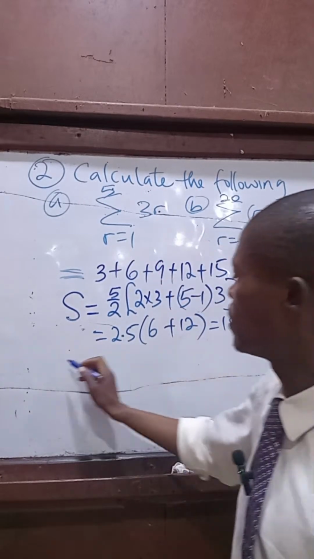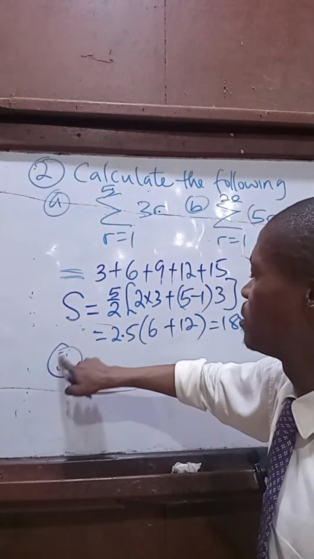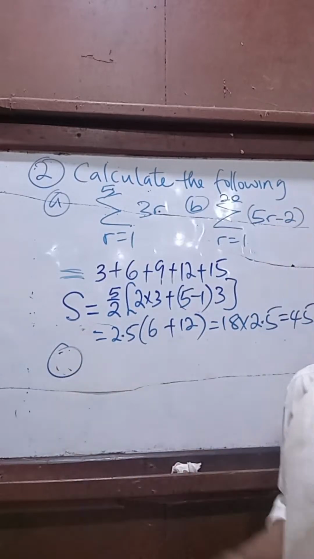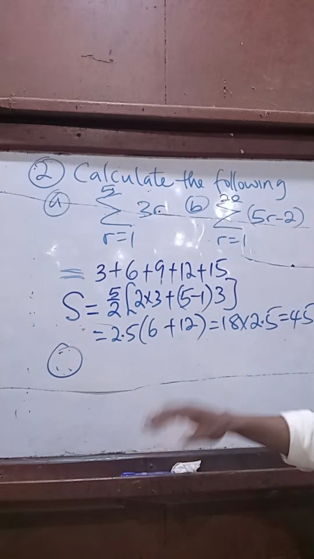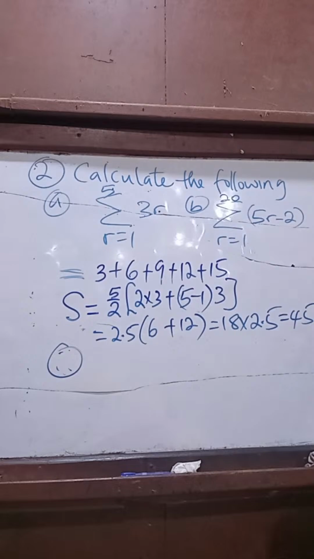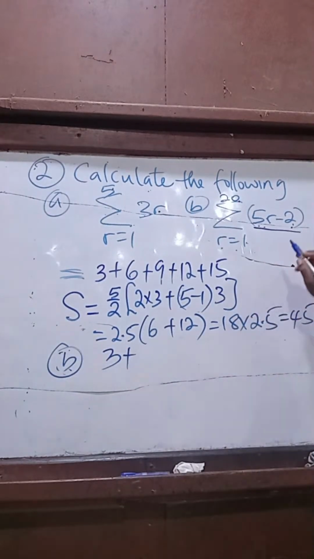The second one, number 2, that's the b part. We have the summation from r starting from 1 to 20 of 5r minus 2. Begin to plug in your r values. That's 5 times 1 minus 2, that's 3 for the first one, plus the second one, 5 times 2, that's 10 minus 2.